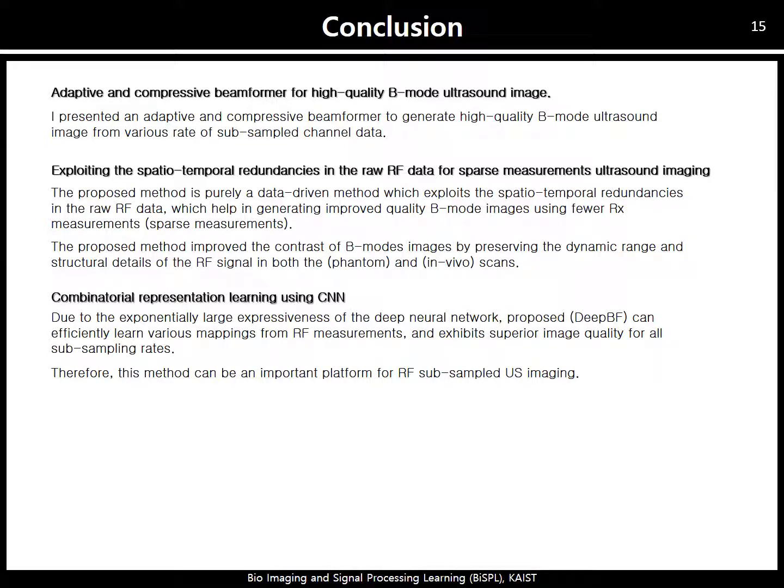Due to the exponentially large expressiveness of the deep neural network, the proposed DBF can effectively learn various mappings from the RF measurement and exhibit superior image quality for all sampling rates. And we actually try to give a theoretical justification for this improvement, which is linked to the deconvolution ultrasound theory. Therefore, this method can be an important platform for RF subsample ultrasound imaging.